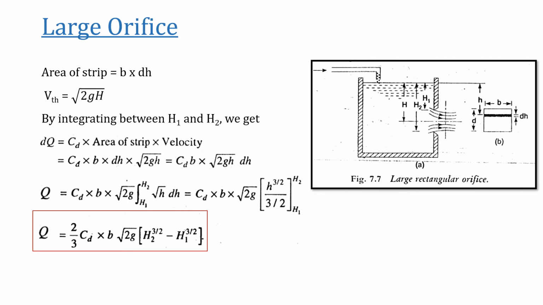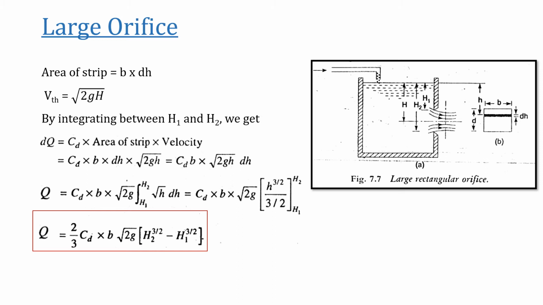As we know, the area of strip is b into dh, and theoretical velocity given by Torricelli theorem is equal to under root 2gh, where h is the head of fluid causing flow. So discharge will be coefficient of discharge into theoretical discharge. Theoretical discharge is area of strip into the velocity, where the area of the strip is b into dh, and velocity will be under root 2gh.